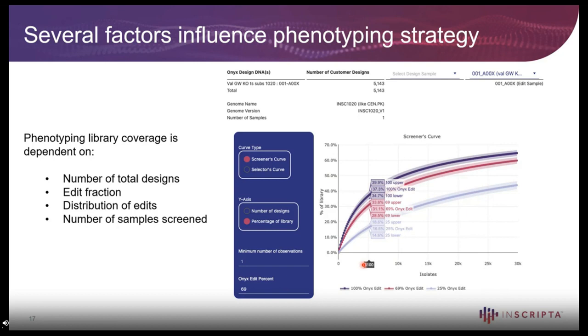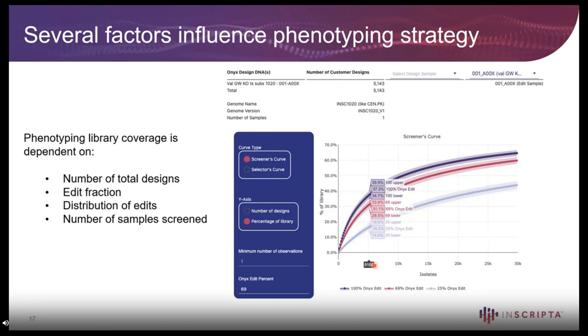So let's say we were going to screen about 5,100 isolates. With 69% editing, you would end up screening about 31% of the total number of input edits within your library. So 31% of the 5,000 members would be screened if you screen 5,100 isolates.